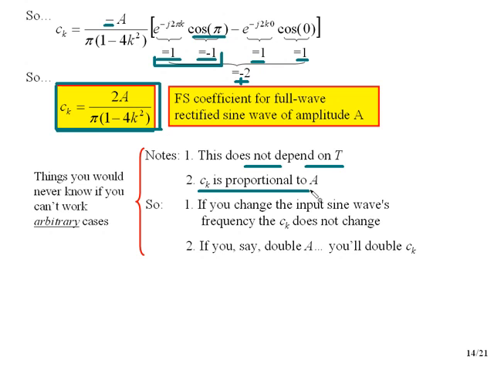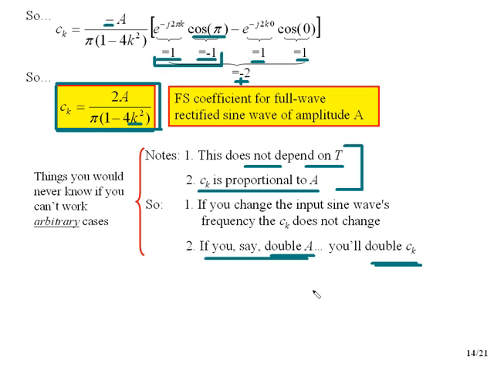We note that c sub k is proportional to A. We also see that the coefficients have this inverse quadratic relationship to k. So these two insights, general arbitrary insights, tell us that if you change the input sine wave's frequency, the c sub k result doesn't change. Where those c sub k's sit in frequency change, but the values do not change. And the other thing is that if you change A, you change the c sub k in a proportional way. So if you double A, you'll double c sub k. If you triple A, you'll triple c sub k.